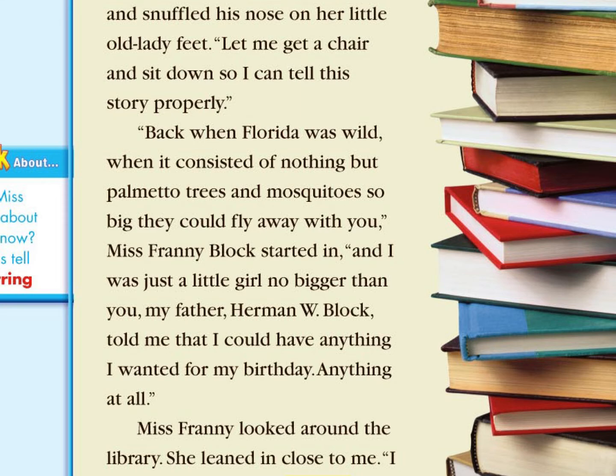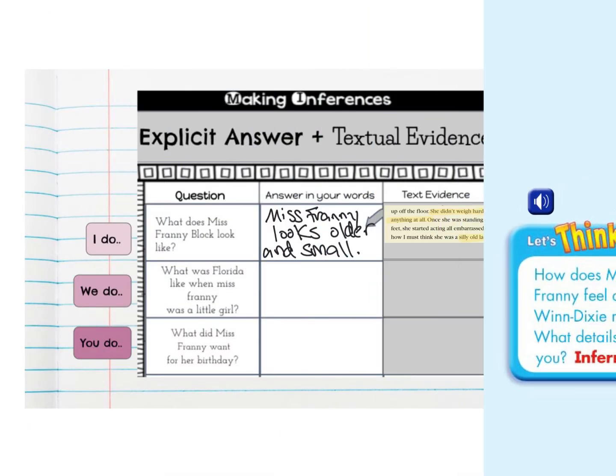I'm noticing it says, back when Florida was wild, when it consisted of nothing but palmetto trees and mosquitoes so big they could fly away with you, Miss Franny Block started in, and I was just a little girl no bigger than you, my father, Herman W. Block, told me that I could have anything I wanted for my birthday. This tells me more about what Florida was like. So it was wild. That's found right there in the text. So now let's go back to that graphic organizer. What was Florida like? It was wild.